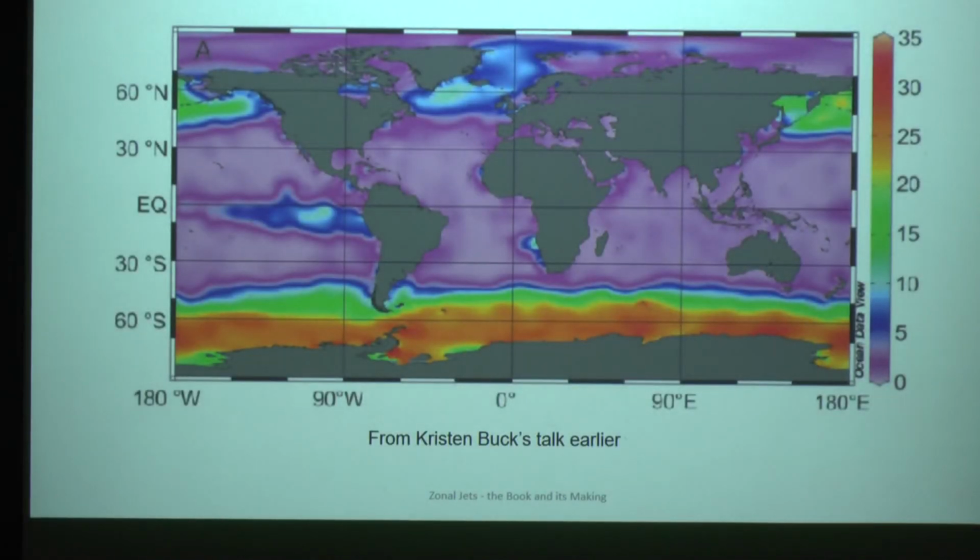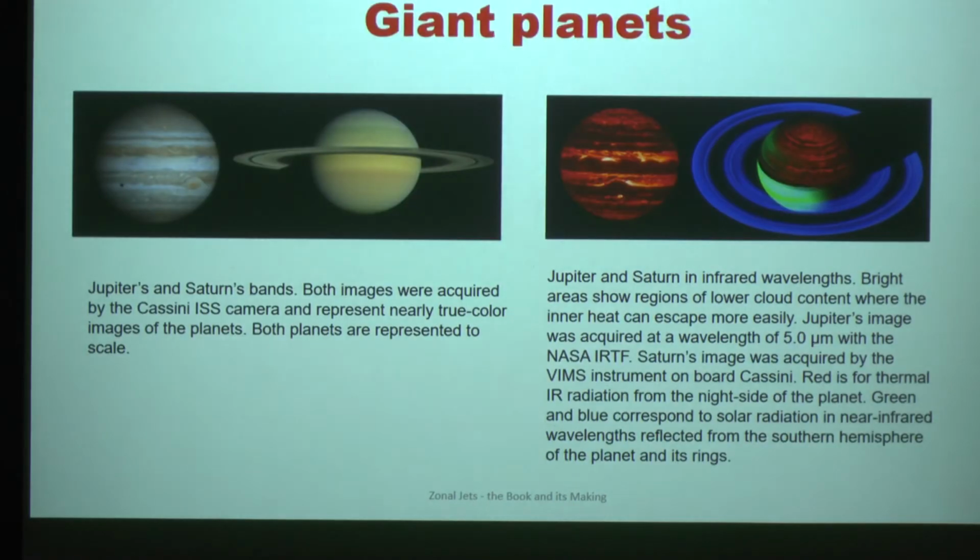And this is from Kristen's earlier talk. She was talking about this surface nitrate, but it also seems to be connected to zonal jets. So the transport of it is related to zonal jets. Of course, it's not a log-log presentation, so you don't see the gradients around here, but on the poles it is really aligned with the zonal jets.